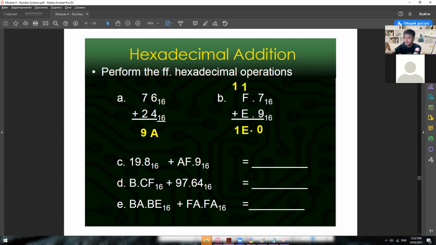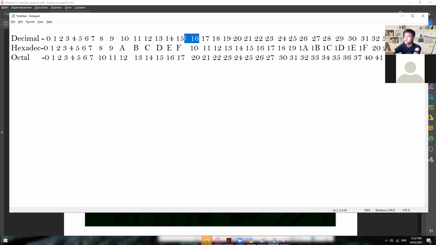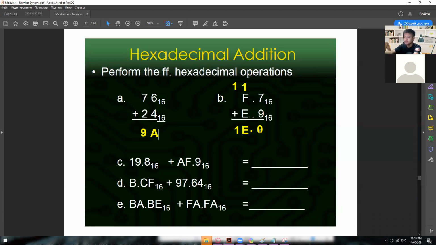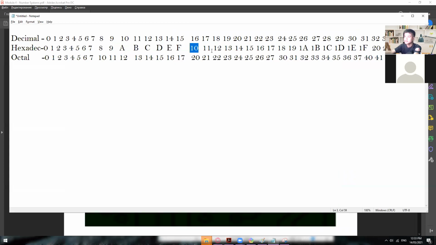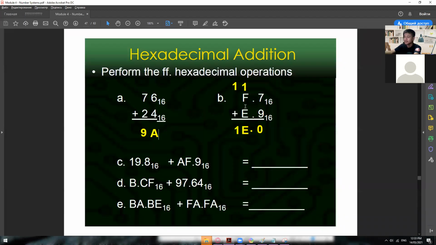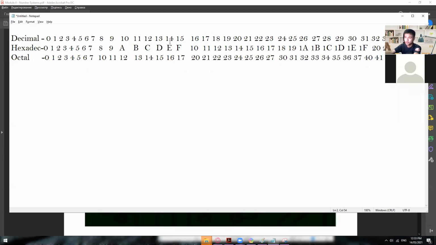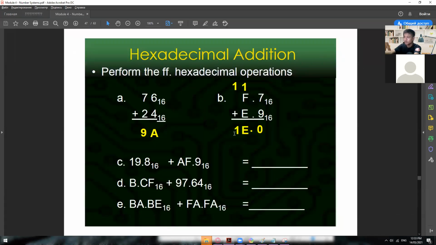So 7 plus 9 is 16 in decimal, but in octal it's 10. Okay, so we have to carry 1, bring down 0. Okay, so 1 plus F plus E. So F is 15, and then E is 14. Okay, so 15 plus 14 is 29, plus 1 is 30. So 30 in decimal, but in hexadecimal, it's 1E. So that is why we have 1E in here, carry 1, bring down E, and then bring down that carry right here.